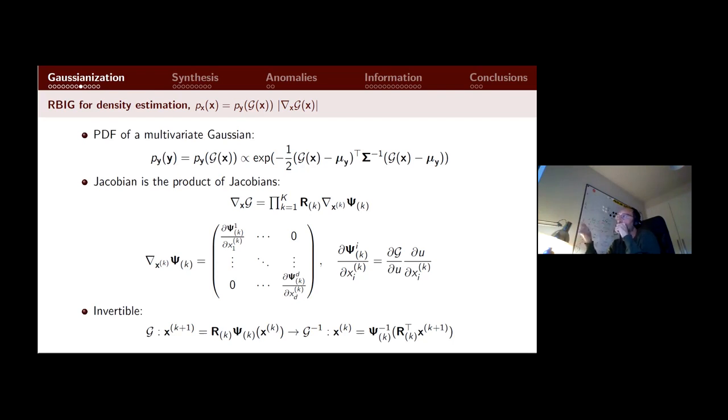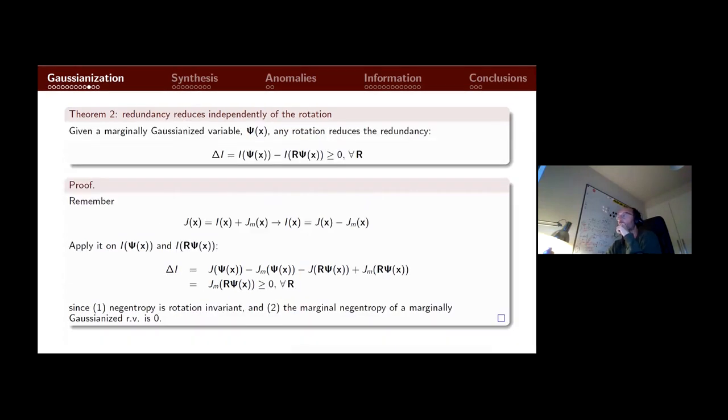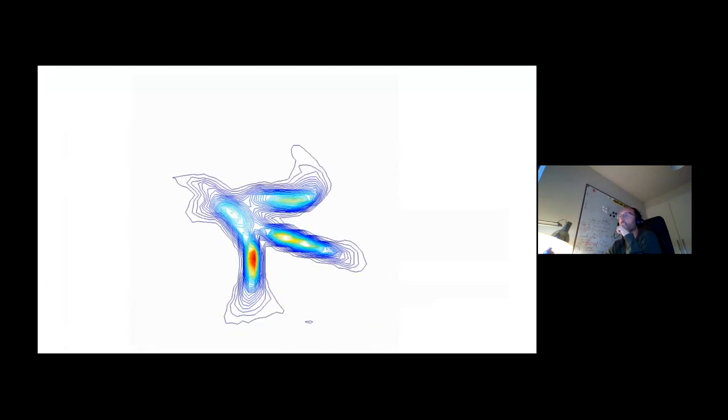And of course, it is invertible since the inverse of the rotation is just the transpose, and the marginal Gaussianization is also trivially invertible too, right? So, one can also demonstrate that this converges in two different senses. It converges in mutual information to 0. I mean, in the end, you will get mutual information 0 or total correlation 0, and also in Kullback-Leibler divergence to a multivariate Gaussian. I'm not going to enter into the details of the demonstrations. Everything's in the papers.